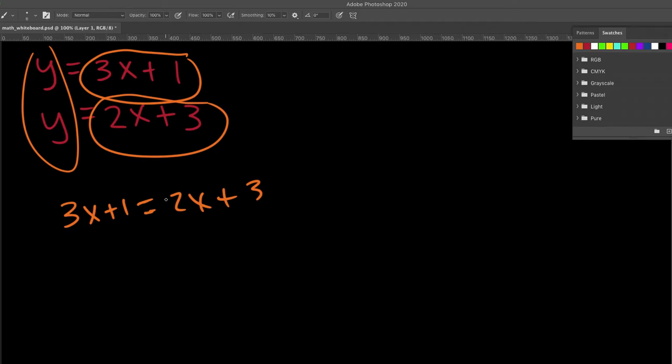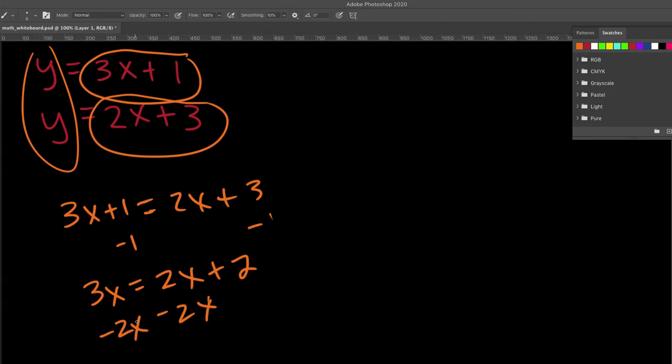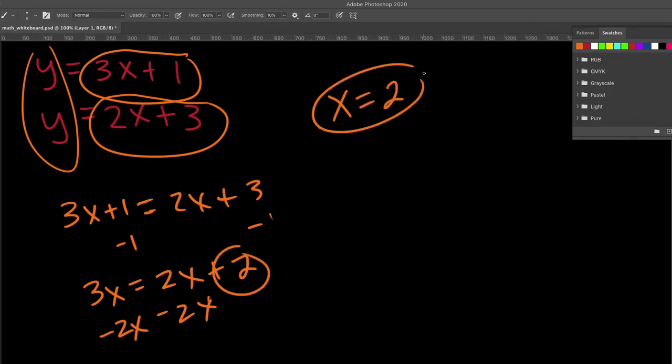And then I just want to continue to solve for x. So to do that, I'm going to subtract 1 over here. And after that, I need to get my x's on the same side. So subtract 2x. 3x minus 2x is just x. And then I just have this 2 left over. Okay, so x equals 2.